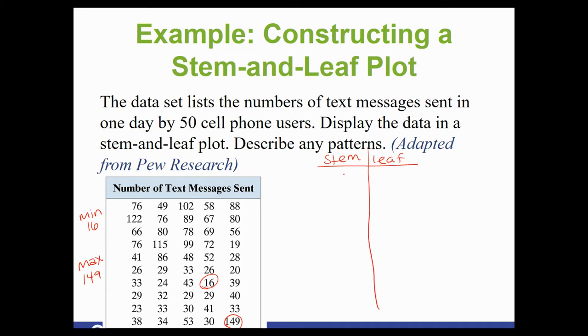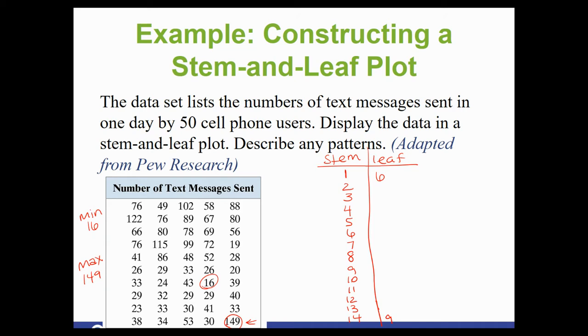Our smallest stem is then the tens place. So to write the number 16, we have a stem of 1 and a leaf of 6. Now, if we scan through the rest of our numbers, it doesn't look like we have anything else in the tens. So then our next stem would be the number 2. And we do not skip any stems. We put all numbers here. So I can go ahead and pre-label this, all the way down to 14, because that's where the 149 is.